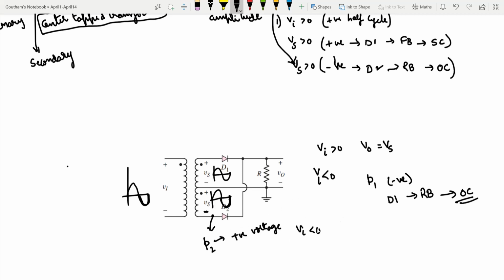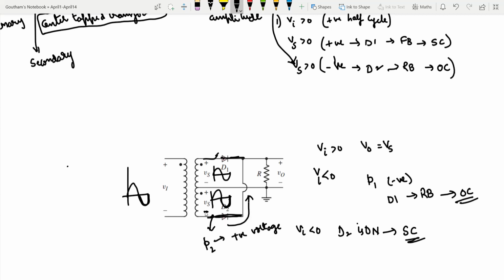So when Vi is less than 0, diode D2 is on. It is nothing but forward biased. When it is on, we replace it with a short circuit. So this path is now broken because this is open circuited. This path is open, whereas this is closed. Now this is short circuited.